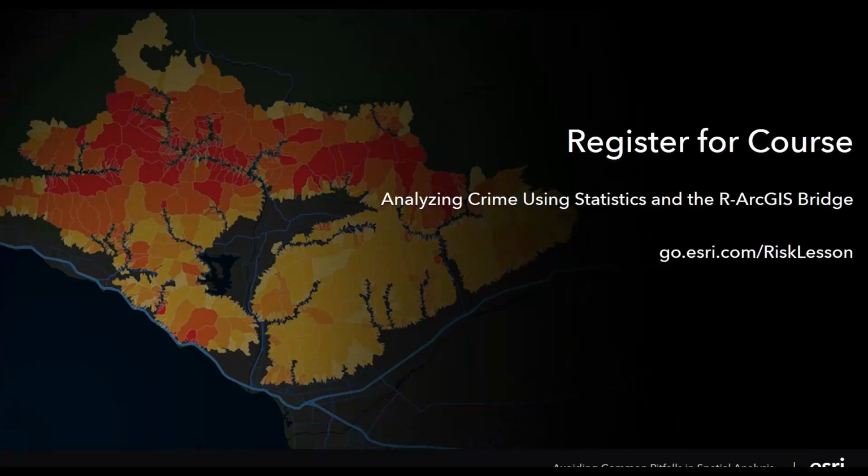This is Analyzing Crime Using Statistics and the R ArcGIS Bridge. R, for those of you who aren't aware, is one of the premier open source statistical platforms out there for everything from big data analytics on. This course talks about how you can integrate R with ArcGIS. It provides the sample data for you as well and self-paced tutorials at your own pace.